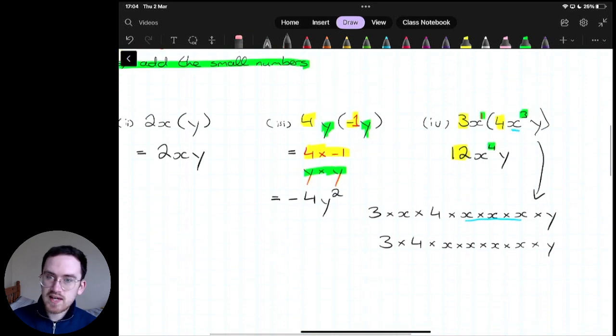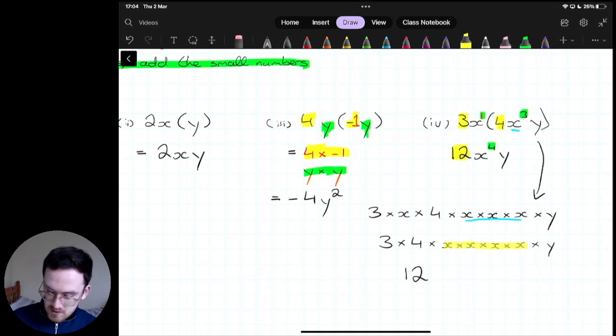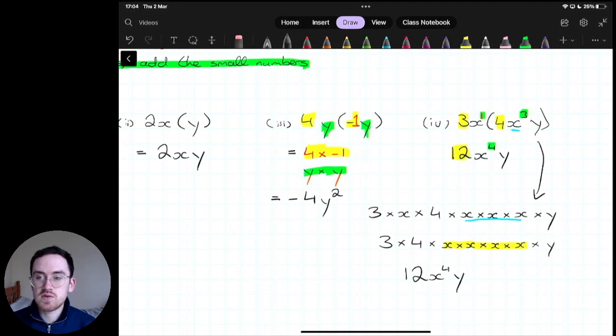And simplifying, we know that we can get rid of those multiplies. 3 multiplied by 4 gives me the 12. All these x's, there's 4 of them all together. We're multiplying x by itself 4 times, and the y at the end as well. So what we're doing with these steps of multiply the big numbers in front, add those smaller numbers on the letters, those are just quicker ways of us doing these sums. But it's really important that you're able to do this, because this is going to help you with the next parts that we look at.